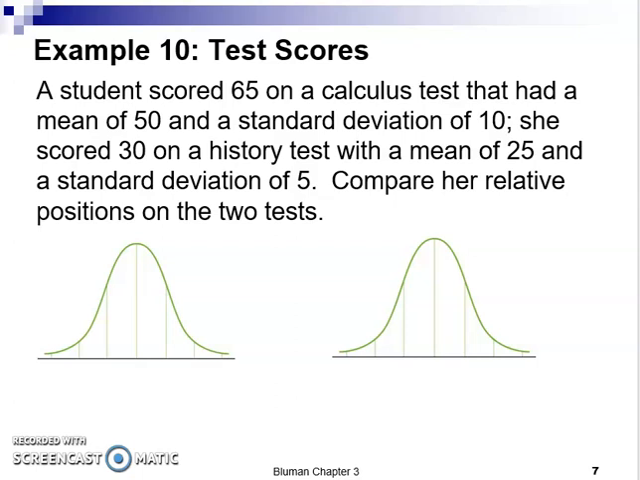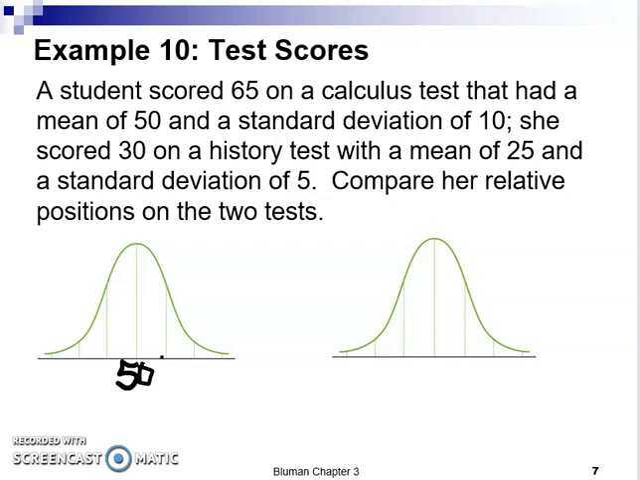Well, if we think of this normal curve, for the calculus test, the mean is 50. I'm sorry, I mislabeled that. So the mean here is 50. The standard deviation is 10. That's in the first part.